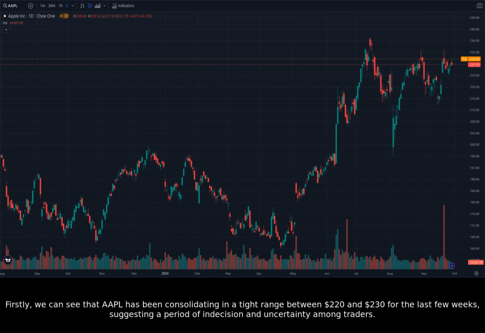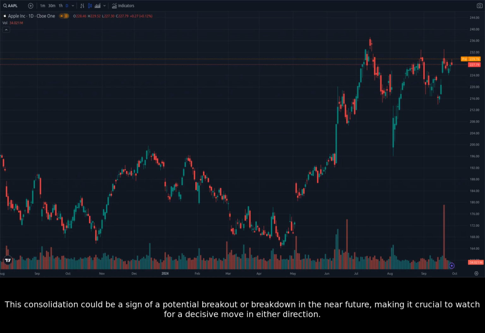Firstly, we can see that Apple has been consolidating in a tight range between $220 and $230 for the last few weeks, suggesting a period of indecision and uncertainty among traders. This consolidation could be a sign of a potential breakout or breakdown in the near future, making it crucial to watch for a decisive move in either direction.